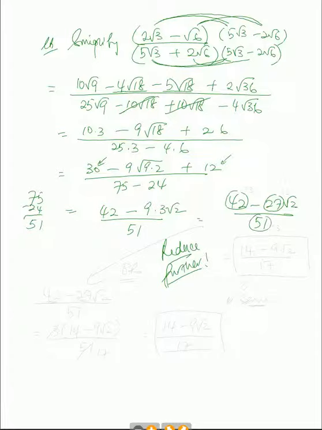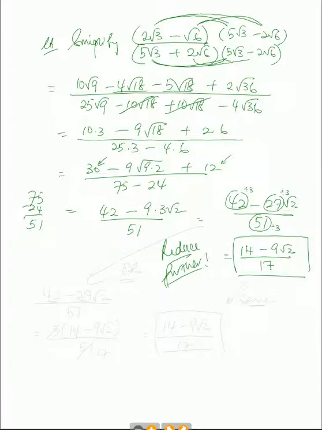So is there a number that can divide them all? Yes, you can actually divide by 3, and you can divide this by 3, and you can divide this by 3 too. So I'm doing all at once. 42 divided by 3 makes it 14. 27 divided by 3 makes it 9. And 51 divided by 3 makes it 17. And that would be the final answer.